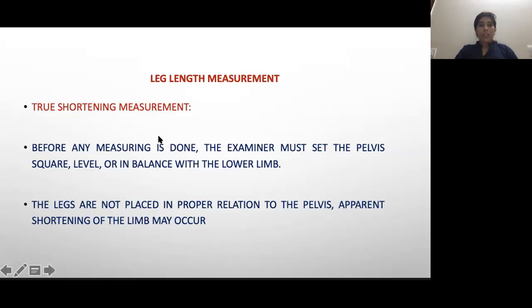Before taking any measurement, the examiner must set the pelvis on both sides in a proper position. The examiner should check the lower extremity position, because if the legs are not placed in proper relation to the pelvis, then there could be a chance of apparent shortening of the limb length.